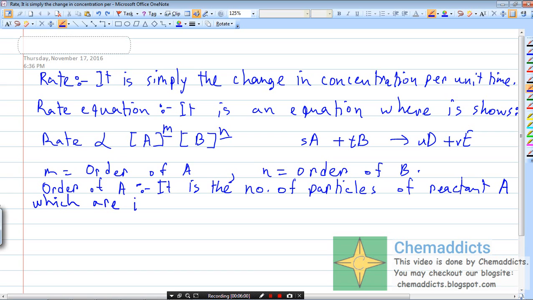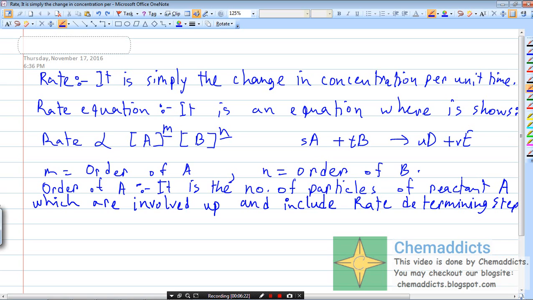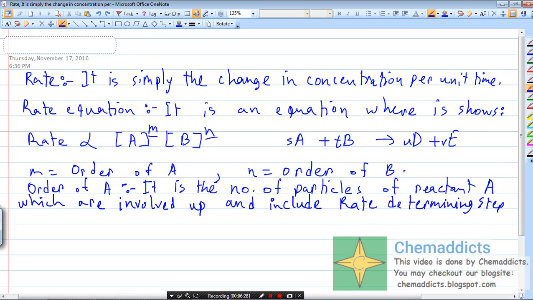up to and including the RDS, the rate determining step. So it is the number of particles of A which are involved up to and including the rate determining step.